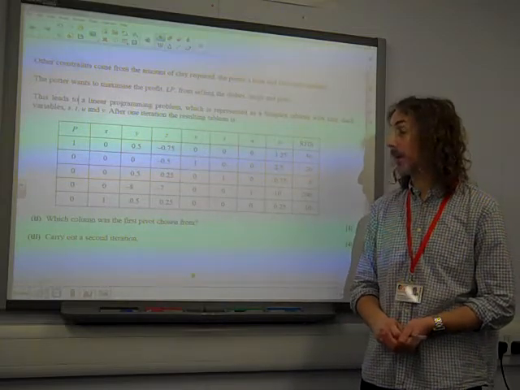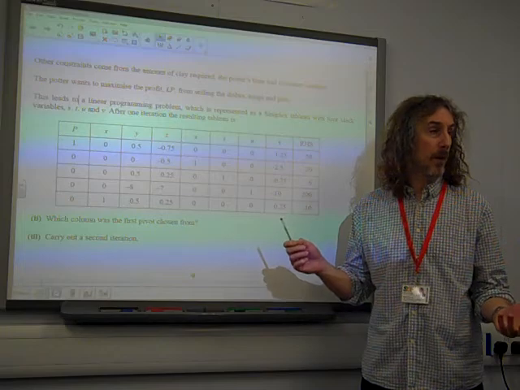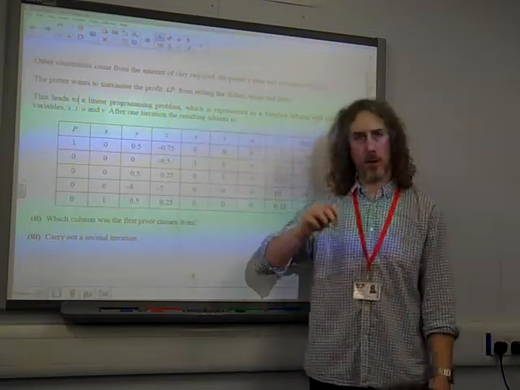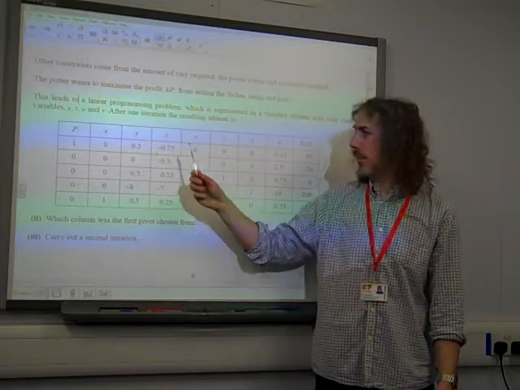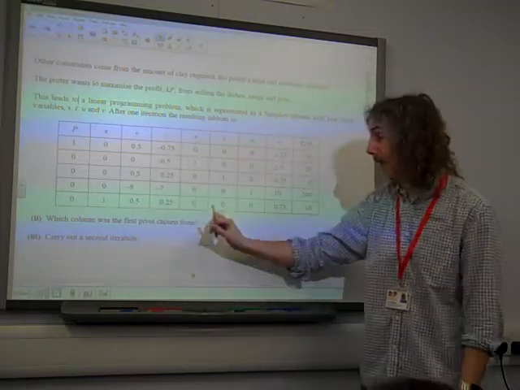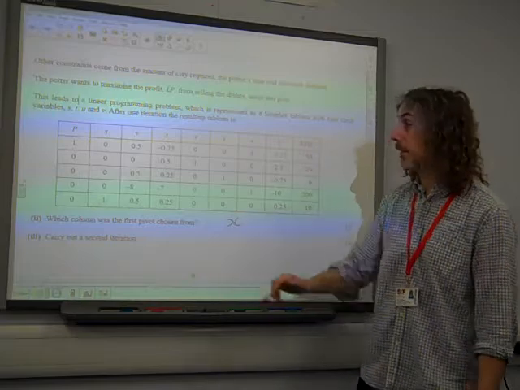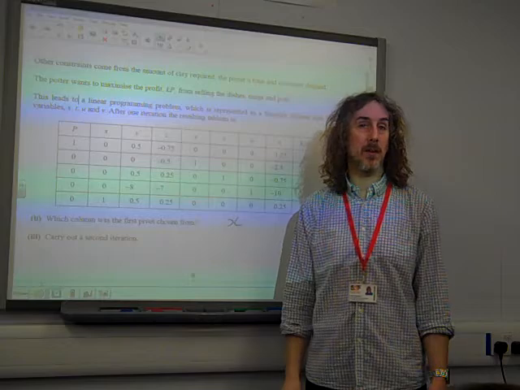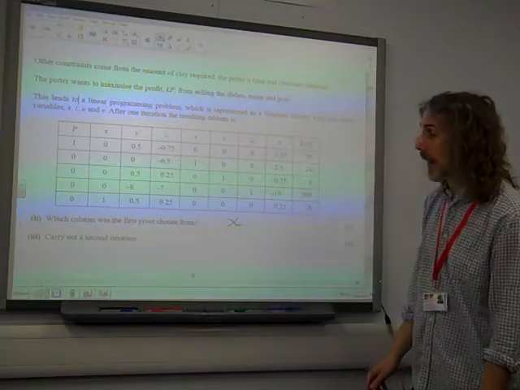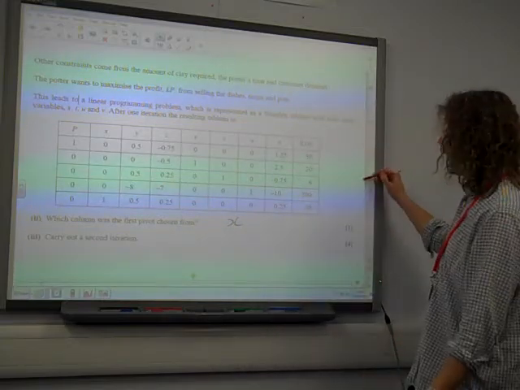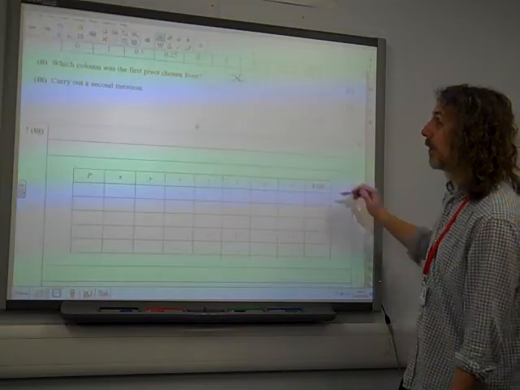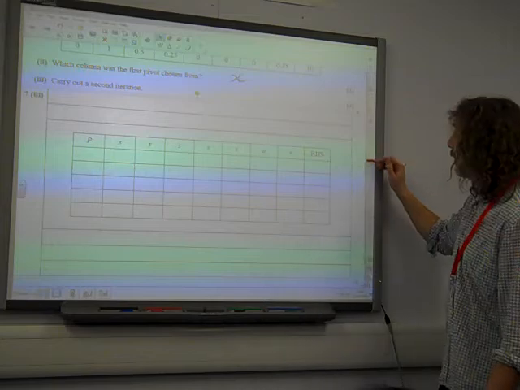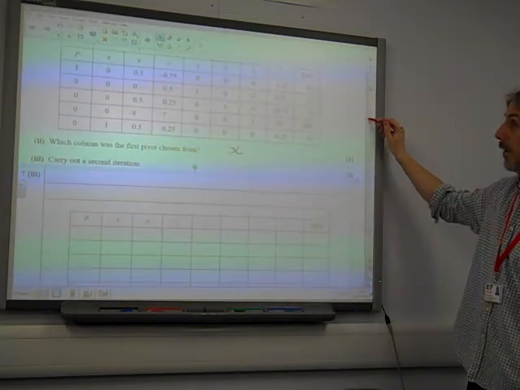Which column was the first pivot chosen from? Well, the first pivot ends up with that column having just 1 and otherwise zeros in it, doesn't it? So it must have been the X column, and I think everybody got the mark for that. It must be X, because that's the column that is a 1 and otherwise zeros at the end of one iteration. Carry out a second iteration. So the question wants us to, can I move that higher up so I can see them both? Just do the next iteration on that tablet.